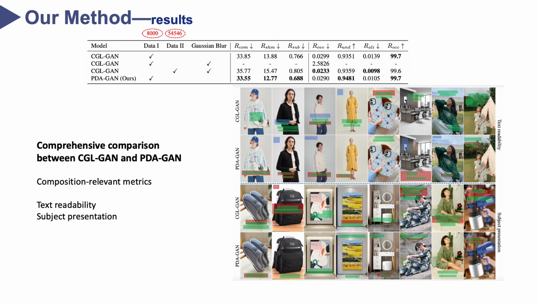As shown in the first and last row of the table, PDA-GAN outperforms CGL-GAN in all metrics with the same configuration. In the first two rows of the figure, compared with CGL-GAN, PDA-GAN generates text bounding boxes with simple background. The last two rows show that layouts generated by PDA-GAN can effectively avoid the subject area.